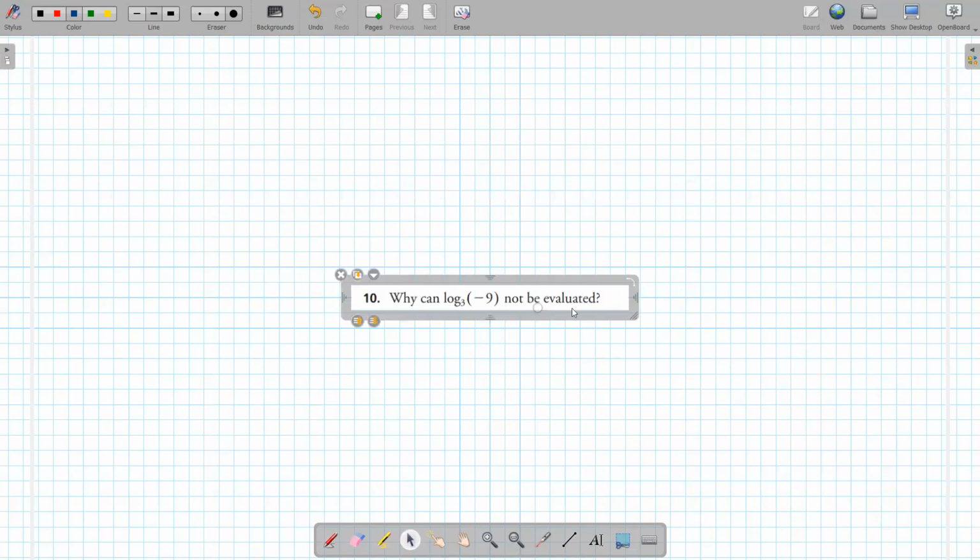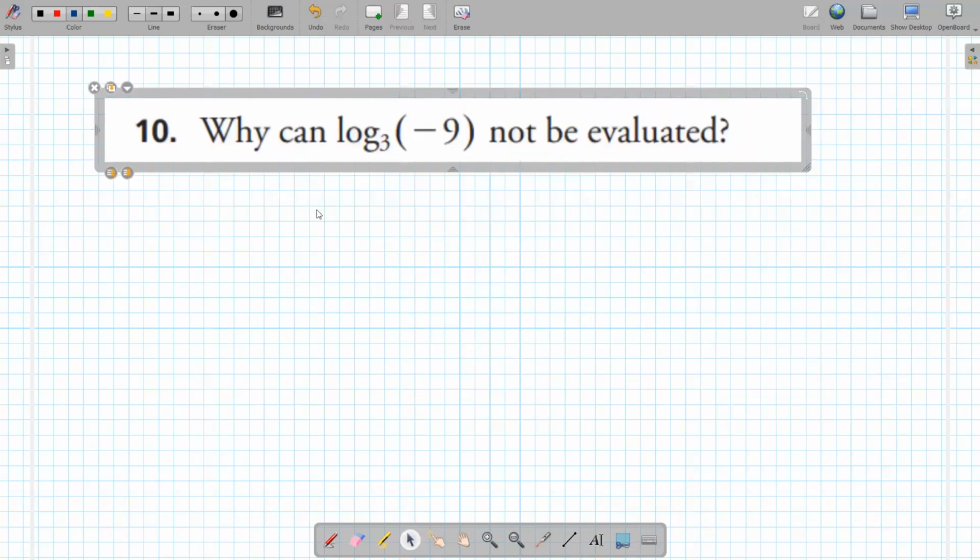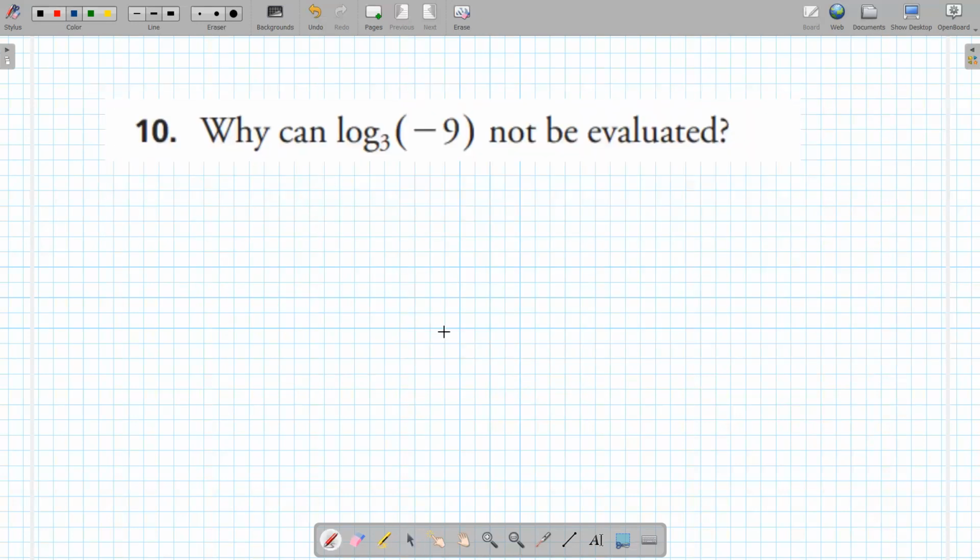This is an interesting question. It says, why can't log base 3 of negative 9 be evaluated? If you try to evaluate it, we're looking for 3 to the power of something that equals negative 9. Is this doable? Is there any number that we can put in here to get negative 9 on the right side?